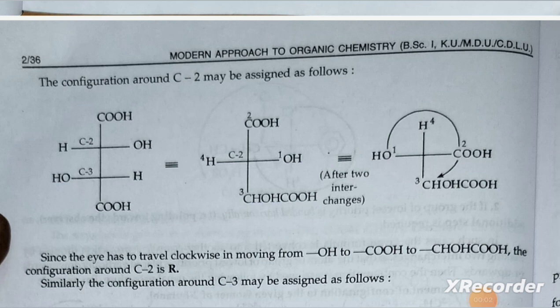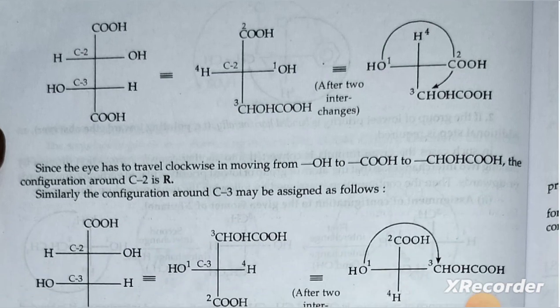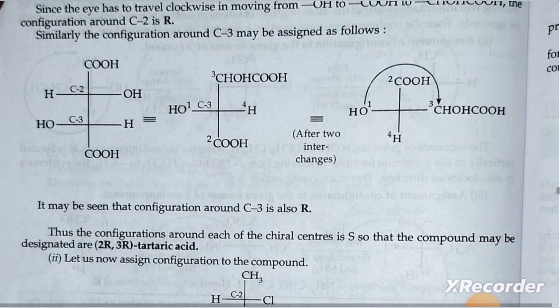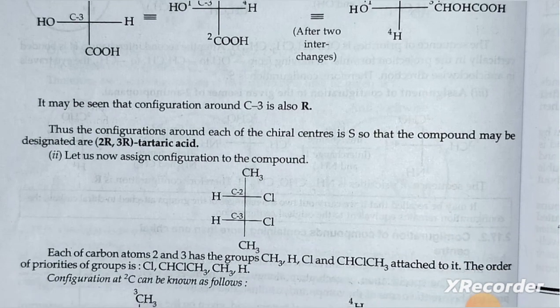The configuration around C2 may be assigned as follows. Since the eye has to travel clockwise in moving from OH to COOH to CHOH-COOH, the configuration around C2 is R. Similarly, the configuration around C3 may be assigned as follows. It may be seen that the configuration around C3 is also R. Thus, the configuration around each of the chiral centers is R, so that the compound may be designated as 2R,3R tartaric acid.